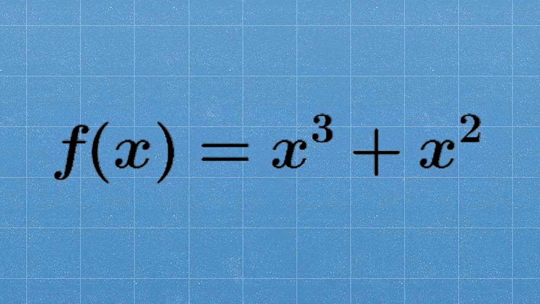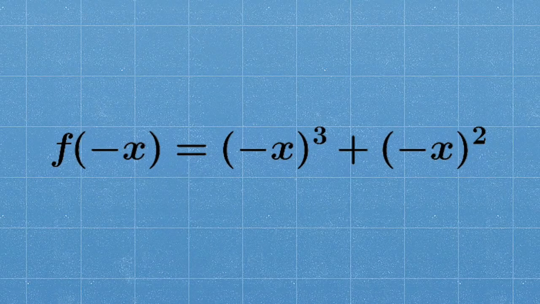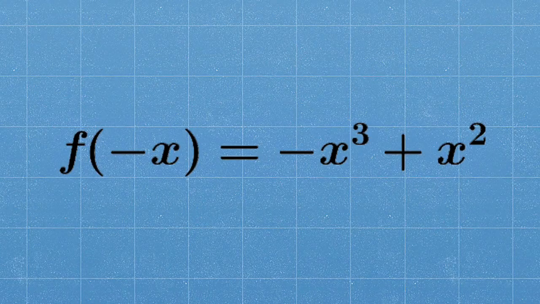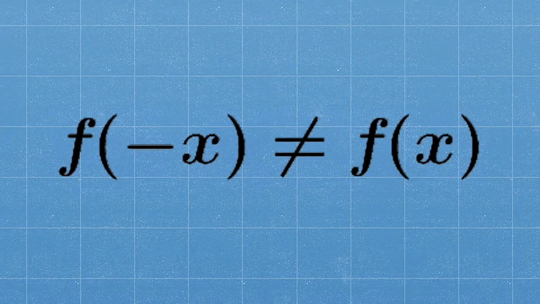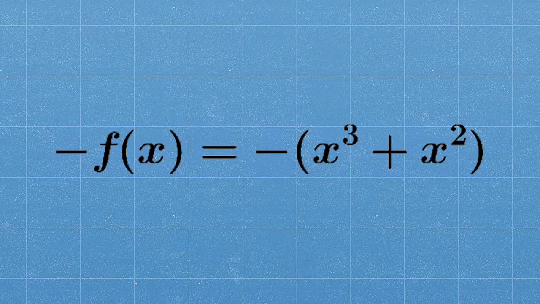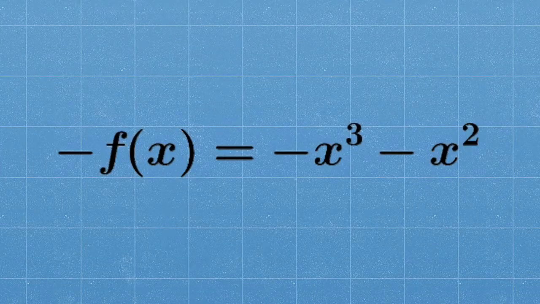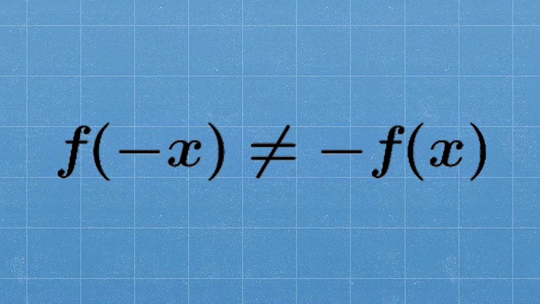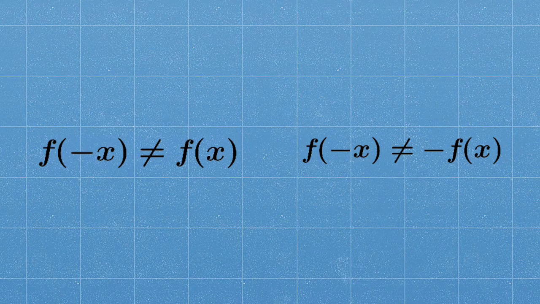Here's one last example. We once again start by replacing all values of x with negative x, and then simplifying. This is not equal to the original function, so we know that this function is not even. Next, we calculate the opposite of the original function. Simplifying, we see that this is also not equal to f of negative x. So we know that this function is not odd. Given our two calculations, this function is neither even nor odd.